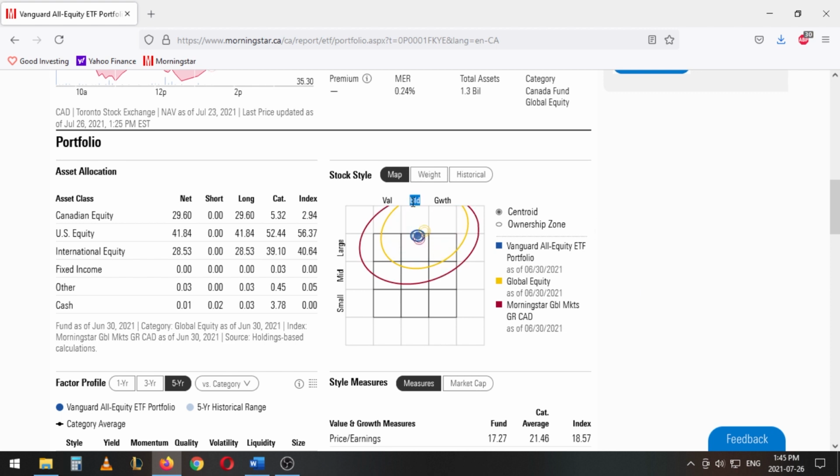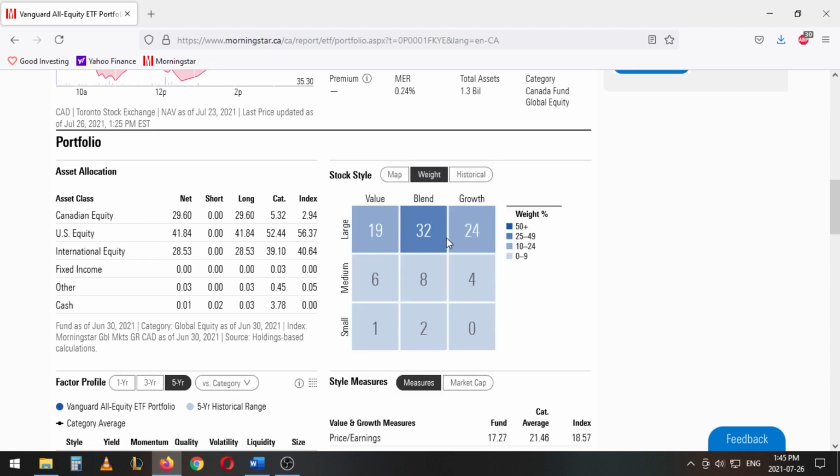And then a blend, I think this is blend actually, that's going to be somewhere sort of in the middle. As well, we have the mix of large cap, medium cap, and small cap. So this is the size of the company. So I can see that when it comes to VEQT, we are looking at mostly large and kind of in the middle between value and growth, sort of blended.